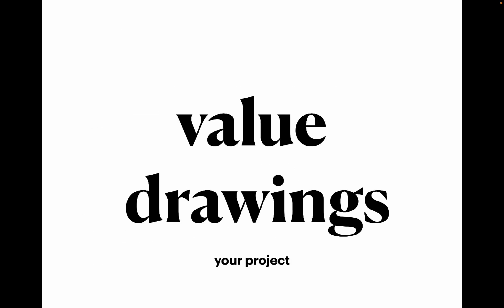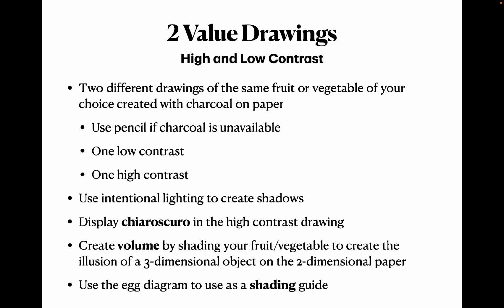I just want to go over your project so you can understand what you're doing for your project. Okay, you're going to do 2 value drawings, 1 high contrast and 1 low contrast. So you're going to pick a fruit or vegetable. I'll be using an apple, and you're going to be drawing that same fruit or vegetable in both drawings. So you're going to use lighting to make one be high contrast and then one be low contrast. So you're going to switch up your lighting. I'll show you, I'm going to demonstrate how to do it in another video. If you can't use charcoal, pencil is totally fine.